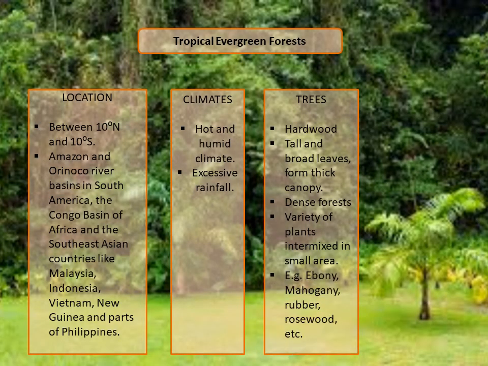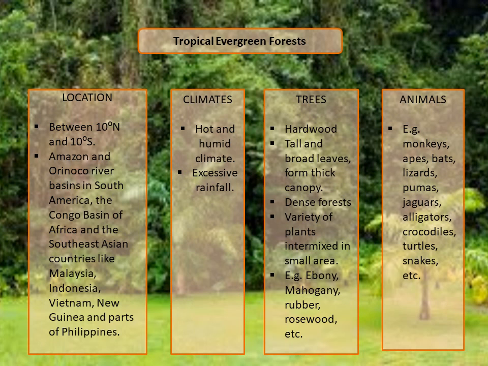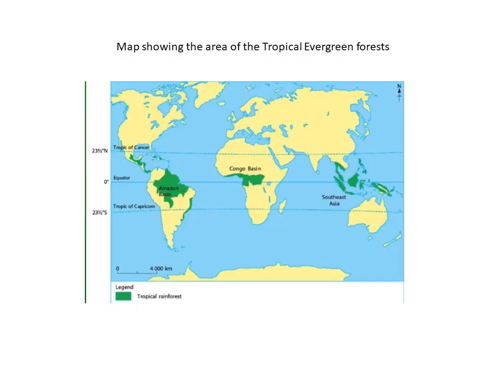The trees found here are ebony, mahogany, rubber, rosewood, etc. A variety of animals are found in this region, namely monkeys, apes, bats, lizards, pumas, jaguars, alligators, crocodiles, turtles, snakes, etc. Map showing the area of the tropical evergreen forests.